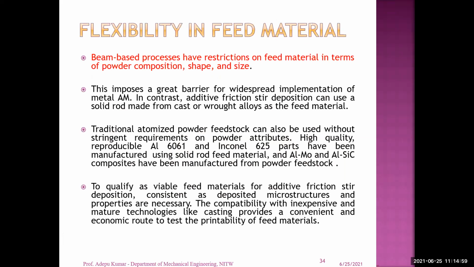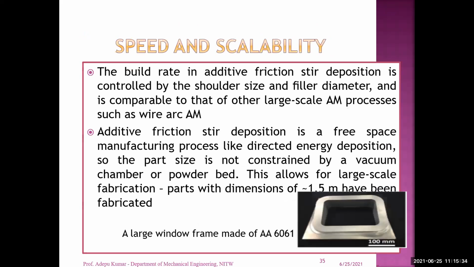Feed material flexibility: powder-based processes have restrictions on feed material in terms of powder compaction, shape, and size. These impose a greater barrier for widespread implementation of metal AM. In contrast, additive friction deposition can use solid rod from cast or wrought alloys as the feed material. Sometimes you can also feed material in powder form or rod form, depending upon your requirement and the process. This is one example of a large window frame made of 6061 alloy, used in aerospace applications, made using this friction stir additive manufacturing process.